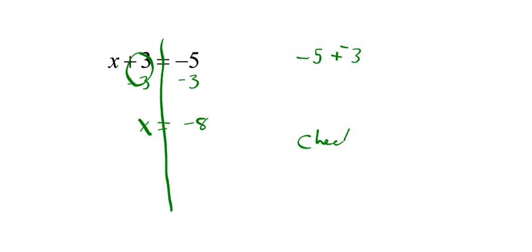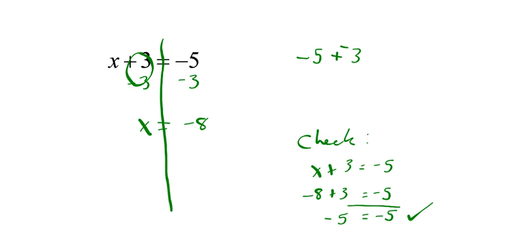Again, we go through and check, and we have x plus 3 equals -5. We substitute negative 8 in for x, and we have negative 5 on this side, negative 5 on the right-hand side, which shows us that our answer is correct. When you're checking, this is the step you're looking for. You're looking for the same number on both sides. You're looking for what's called a true statement.